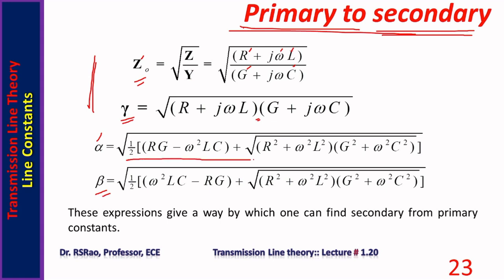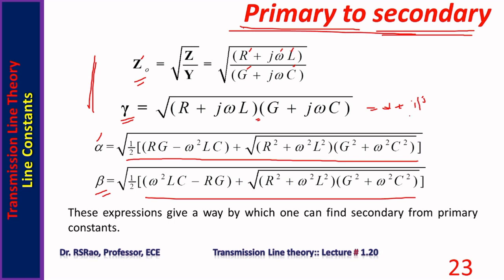Actually, some lengthy expressions are given here. One can have these expressions by doing some complex number algebra. You have to divide it into real and imaginary parts. The real part is alpha, the imaginary part is beta. Then we will be getting these relations.